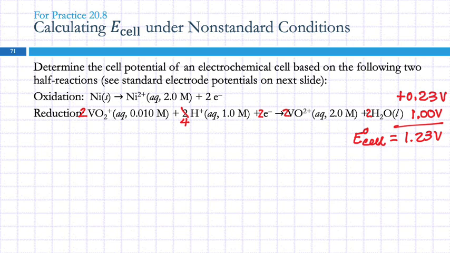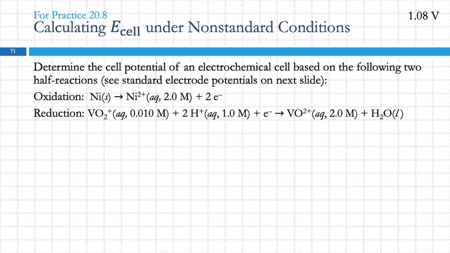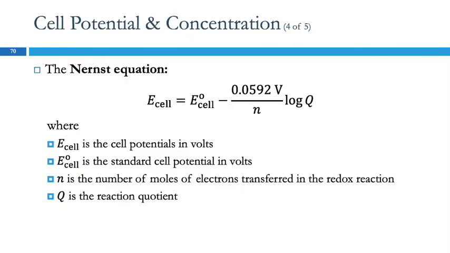What is N for this reaction? 2. 2 moles of electrons. So N is equal to 2. Okay, so now we need our Nernst equation. I don't trust my memory at all today. E cell minus 0.0592. Okay.